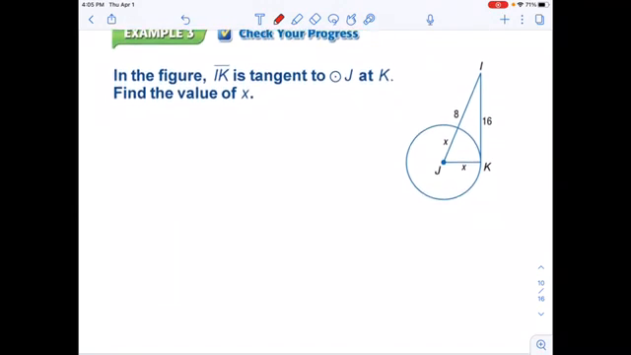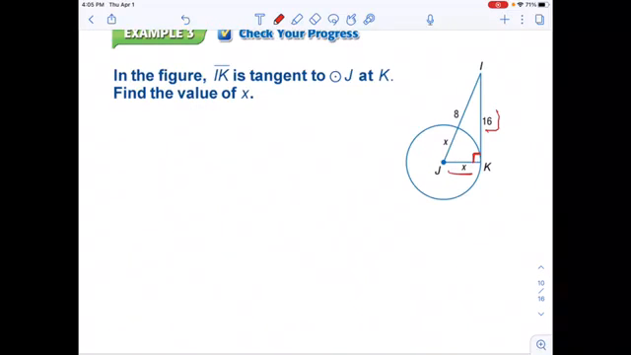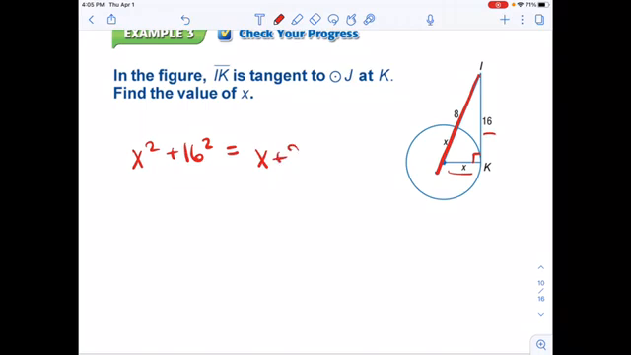So in the figure, IK is tangent. That means we have a 90 degree here. To circle J, add K. Find the value of X. So once again, we have a leg, we have a leg. So that would be X squared plus 16 squared has to equal the hypotenuse, which is X plus 8 all squared. Okay, so we need to distribute.